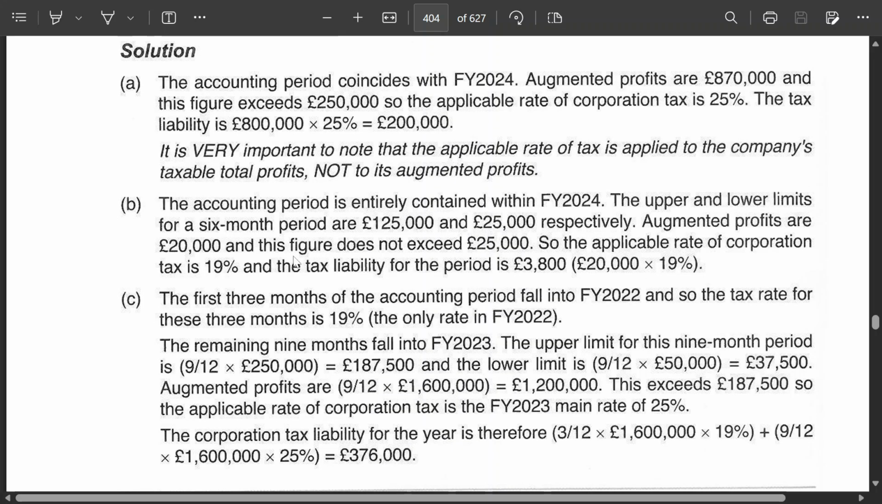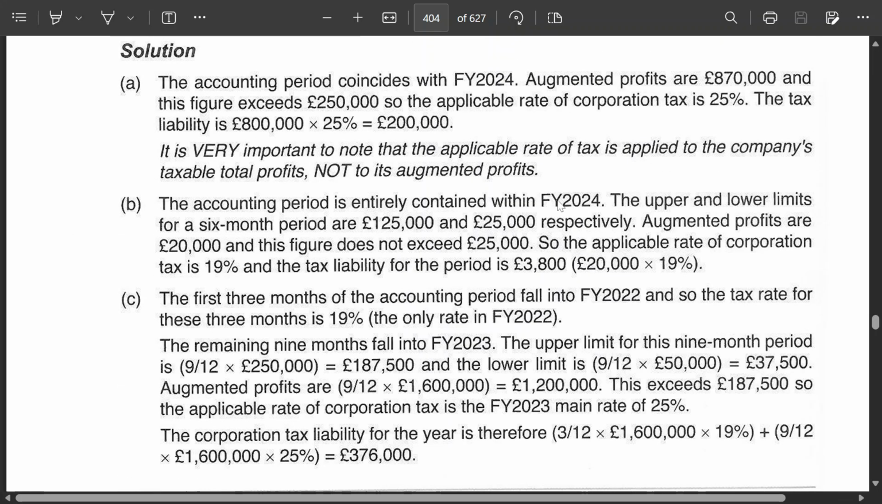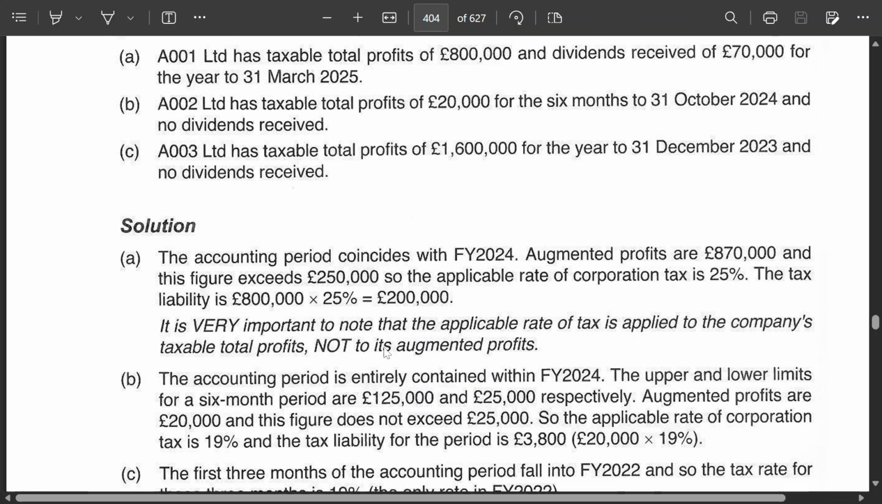Okay, now let's look at this one. What is this one? 6 months to 31st October. 6 months to October means it started from end of April. So it's totally within FY24. Yeah, so it's totally within FY24. That's what they're saying, right?